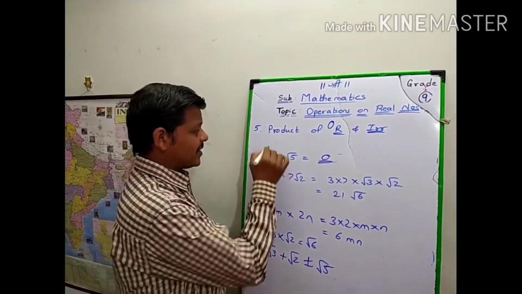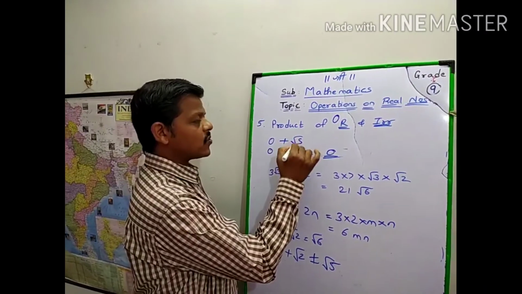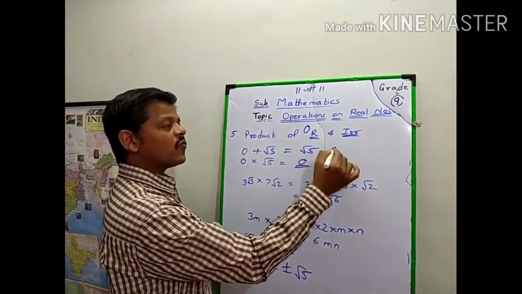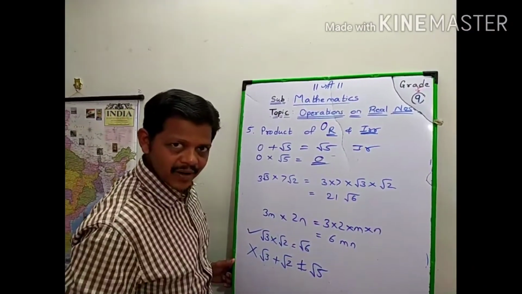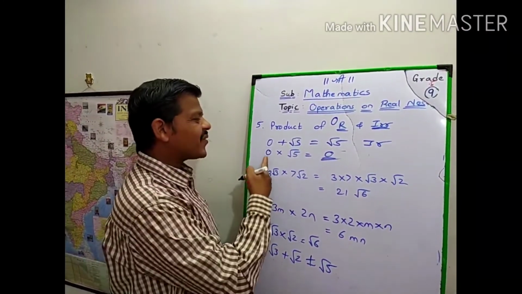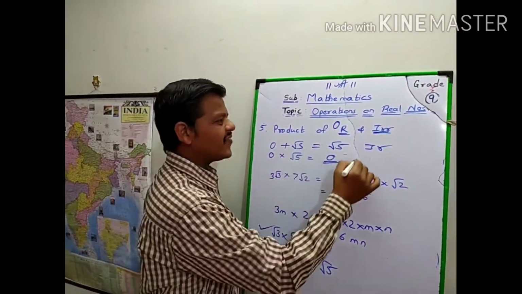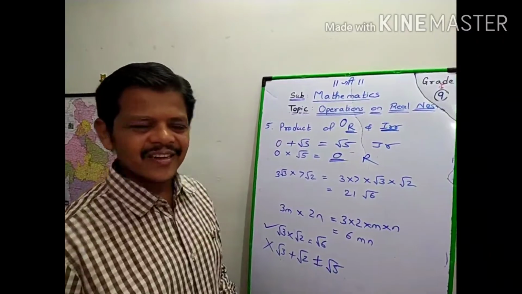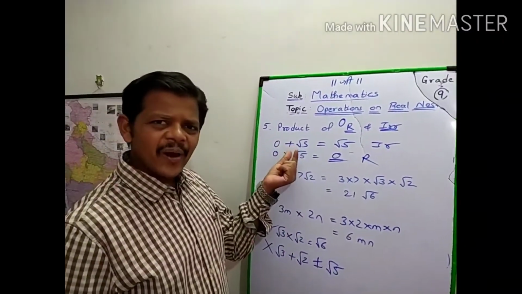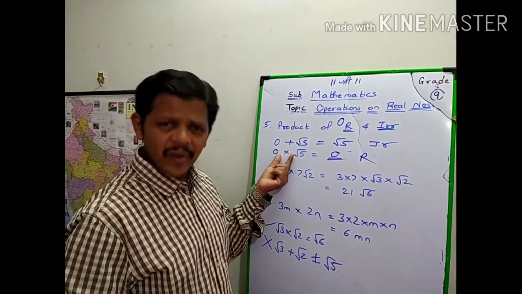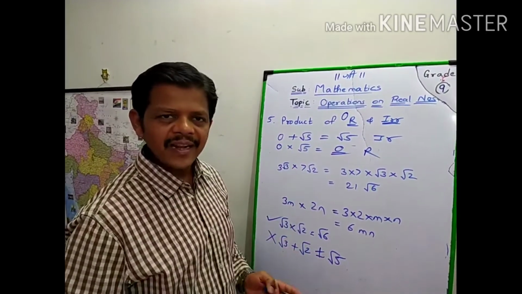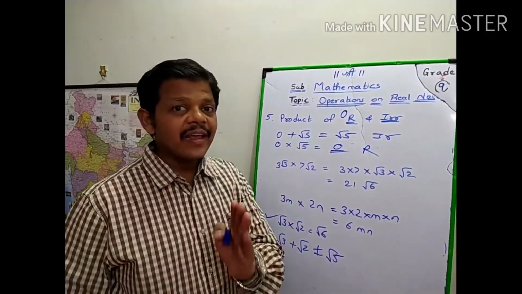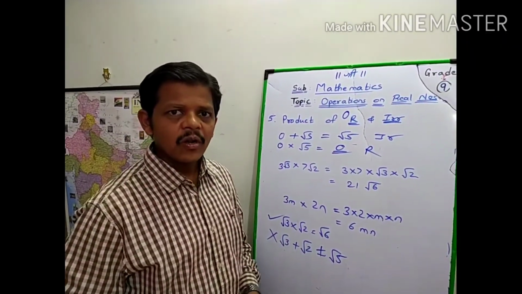But again, it is very important. I said 0 plus root 5 will give me root 5, which was an irrational number. But 0 into root 5 gives me 0, which is a rational number. Do you understand, children? It's very easy. This was the additive identity. This was the multiplicative property of 0. We all know this, right? But just apply it very, very carefully. Let us move on to our next slide.